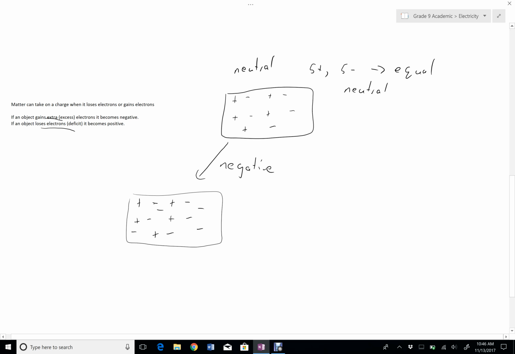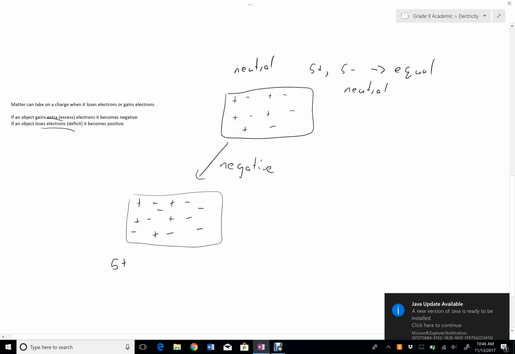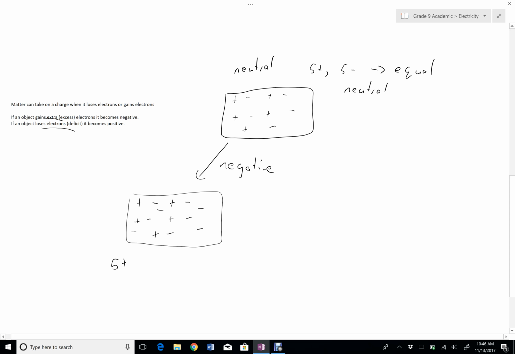Here I have the same 5 pluses. Again, protons don't change. They're in the middle and they're heavy, so they don't get lost or gained by atoms. Instead, electrons get lost or gained because they're light and on the outside. So here I have 1, 2, 3, 4, 5, 6, 7, 8, 9 electrons, leaving me with a charge of -4.